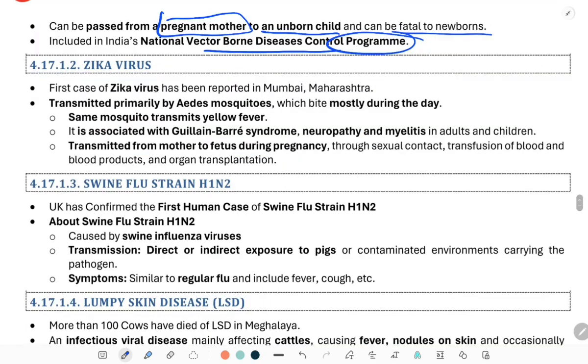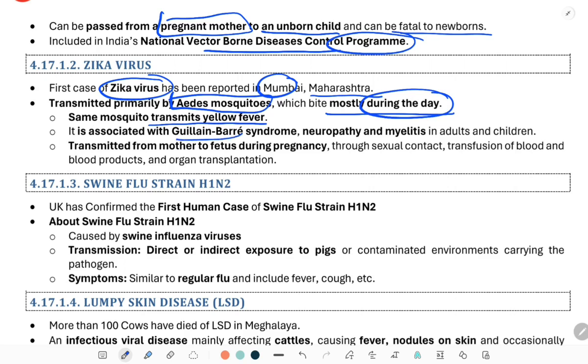Next, Zika virus. The first case of Zika virus has been reported in Mumbai, Maharashtra. It is transmitted primarily by Aedes mosquitoes, which bite during the day. These mosquitoes also transmit yellow fever. It is associated with Guillain-Barré syndrome and neuropathy and myelitis in adults and children. It is transmitted from mother to fetus during pregnancy, through sexual contact, transfusion of blood and blood products, and organ transplantation.